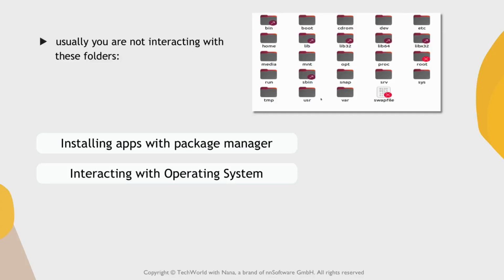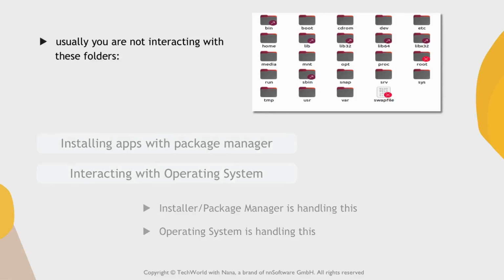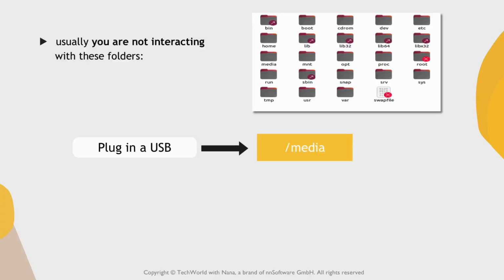Instead, the application installer or package manager tool or the operating system itself will be updating the folders here, right? So as I said, if you plug in a USB, it will automatically be mounted in your system, and then you will see the folders or files on that USB without you having to mount anything manually here. And the same way, when you change configuration in your system, they will automatically be updated in the configuration location in the etc folder.